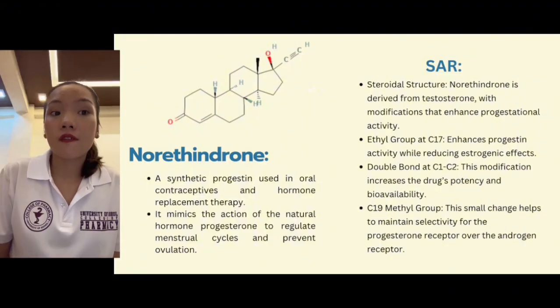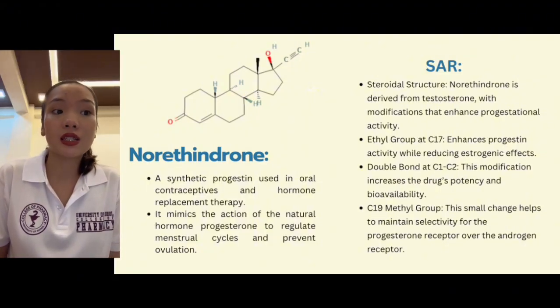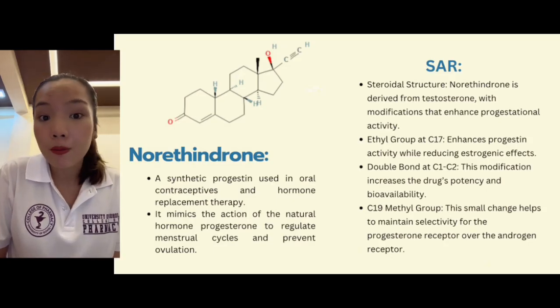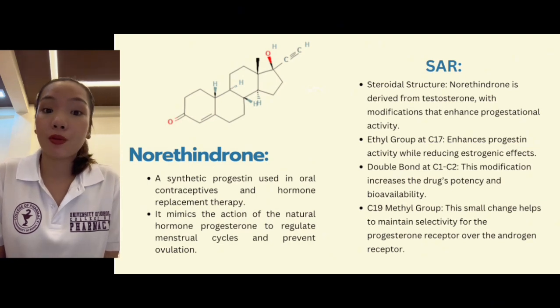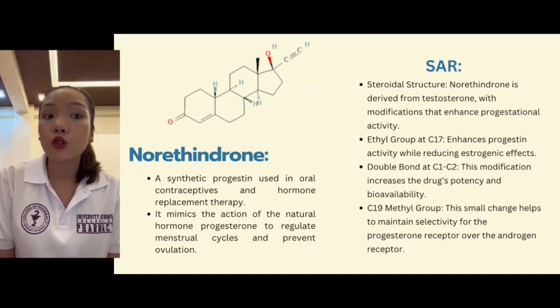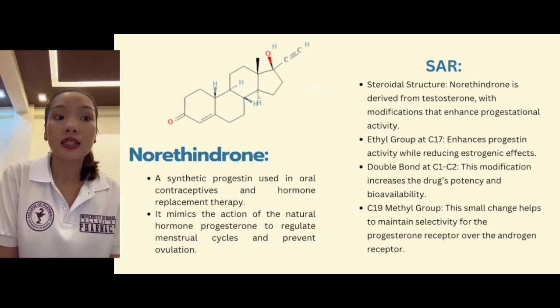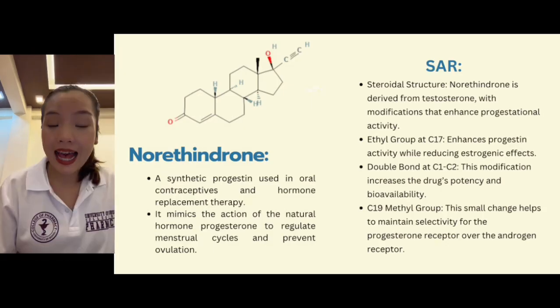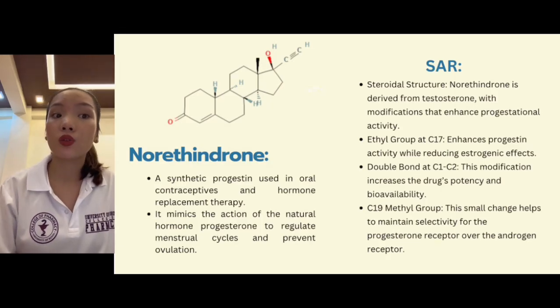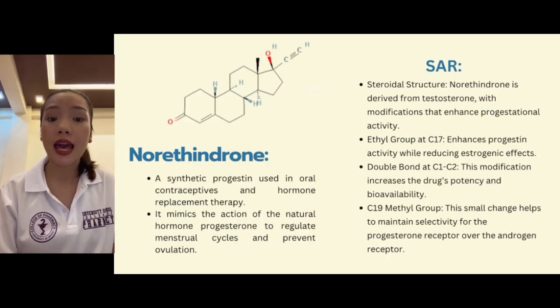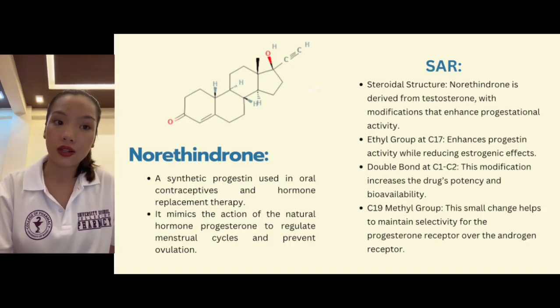The SAR of norethindrone reveals key modifications that enhance its progestational activity. It has a steroidal backbone derived from testosterone with critical alterations that improve its function. The ethyl group at C17 increases progestin activity while minimizing estrogenic effects, making it more selective for progesterone receptors. The double bond at C1 to C2 enhances the drug's potency and bioavailability, ensuring better absorption and effectiveness.